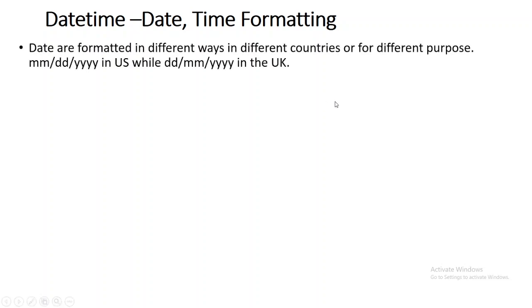Dates are formatted in different ways in different countries or for different purposes. In some countries like the US, they use month, day, and year, while in countries like the UK, it's kind of reversed. They use day first, month, then year. In my country, this is what we use.